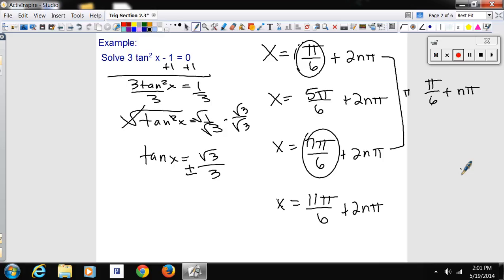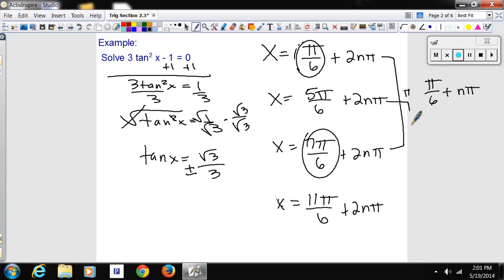Because what would you get if you took pi over 6 and added pi to it? You'd get 7 pi over 6. And then if you added pi again, you'd be back to this coterminal angle. You'd just be going back and forth between these two every time you add pi. So it's just being able to take these two and make a shorter answer.